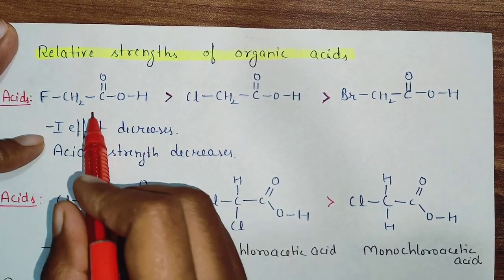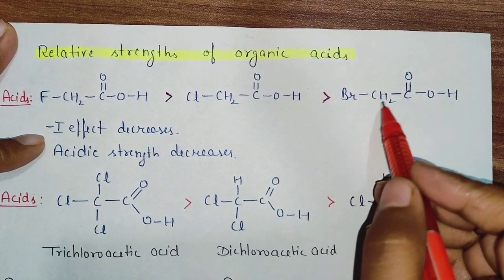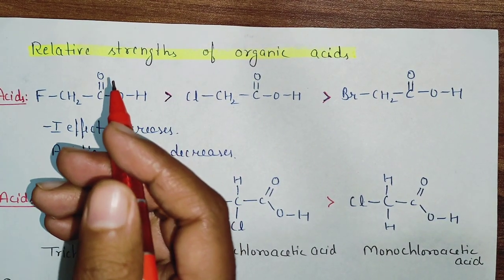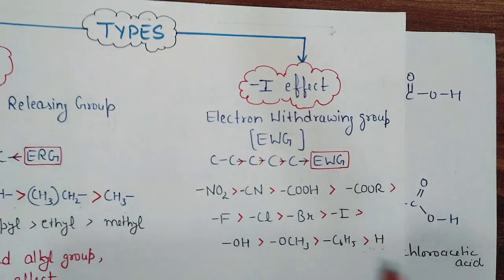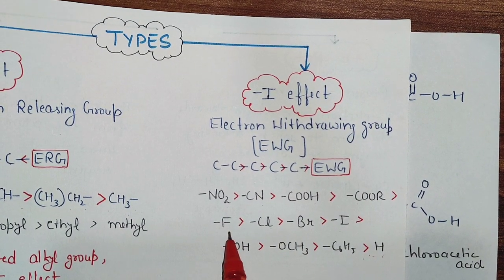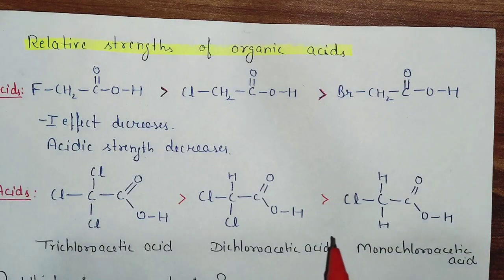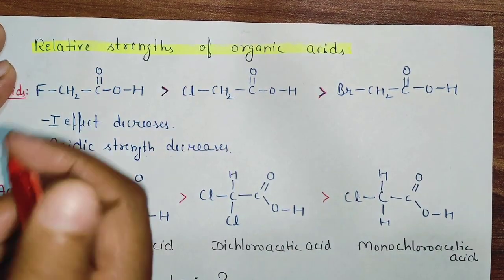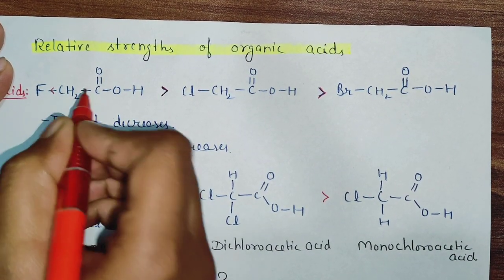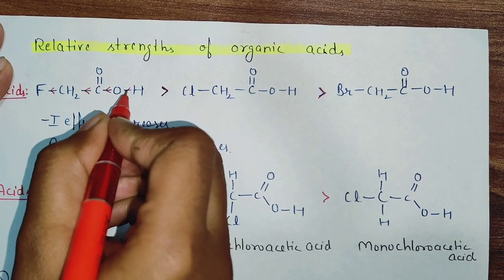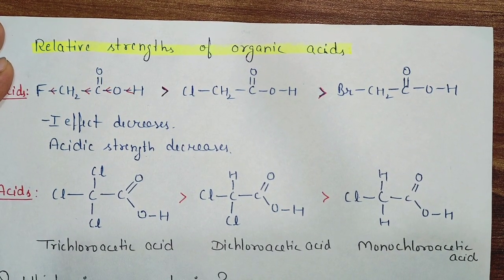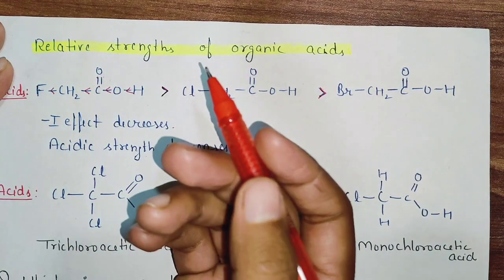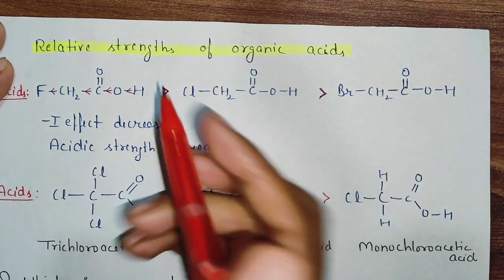Here I have already written that this is more acidic as compared to this and as compared to this, because, as we know, fluorine has maximum electron withdrawing nature. See here, this has maximum electron withdrawing nature as compared to all the halogens. So fluorine will withdraw the electrons towards itself. It will go like this. This will not donate electrons because this is a pi bond. Inductive effect takes place only through the sigma bonds.